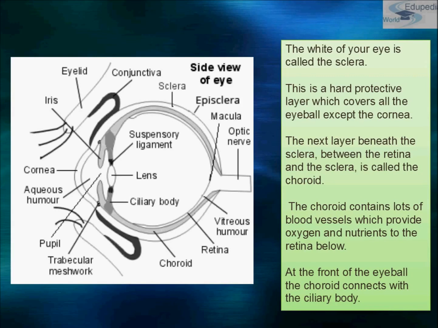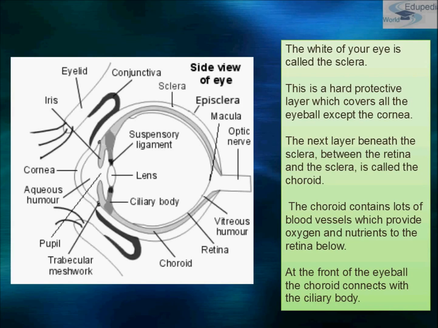And the third category is your inner nervous coat, that is the retina, and it has again 3 sublayers: layer of photoreceptor cells, layer of bipolar neurons, and the layer of ganglionic cells. So we'll focus on sclera. Sclera is the outermost layer. This is your sclera.